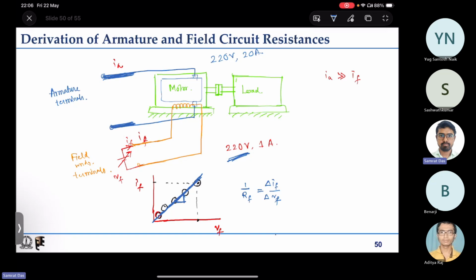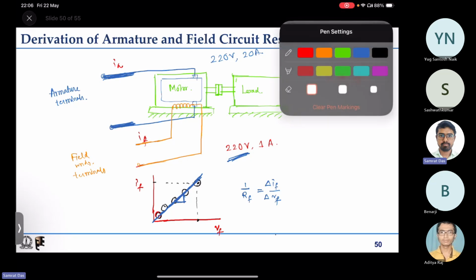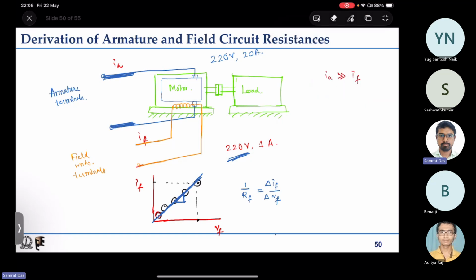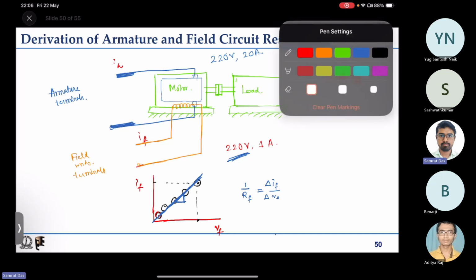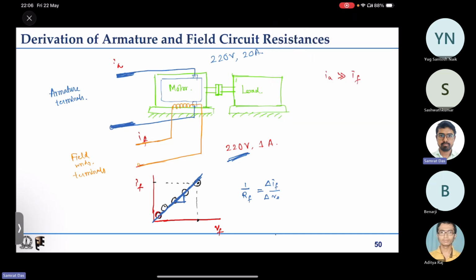Now that is the second set of experiment, to get the armature winding resistance. So you keep the field winding open, you do not want the motor to rotate, so you take away the excitation from the field winding. You connect a variable voltage DC across the armature.